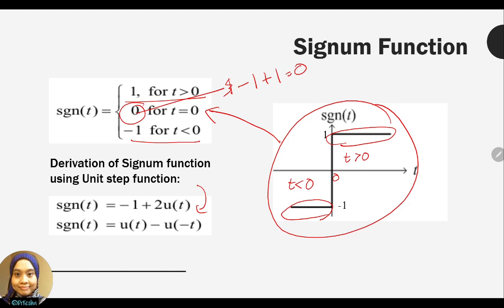Okay, and using this signum function, you can have the derivation or differentiation to convert it to be using the unit step function. So for this sgn t, we have negative 1 plus 2u(t), and when you try to make it have the unit step on both sides, you can convert it to be this way.